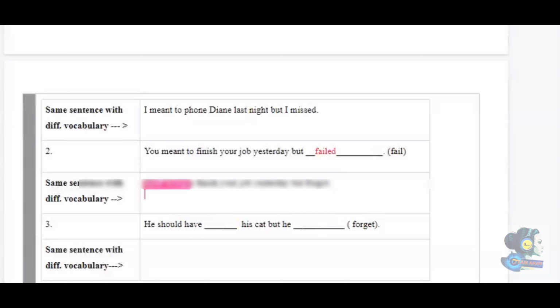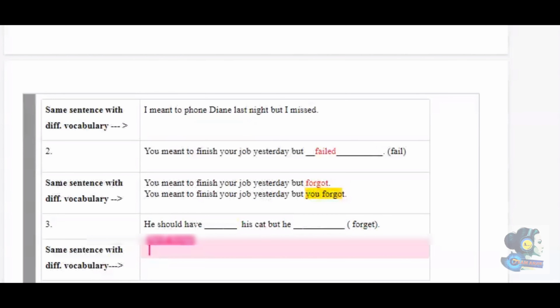You meant to finish your job yesterday, but forgot. Let's fix the sentence. You meant to finish your job yesterday, but you forgot. Okay, all right. So I'm just going to change its color so that you can remember, but you forgot. Oh, sorry. I think I should just highlight this one. Okay. So do you have any more question here?